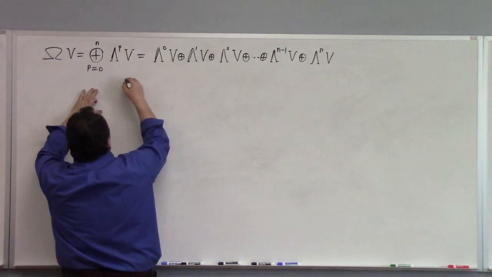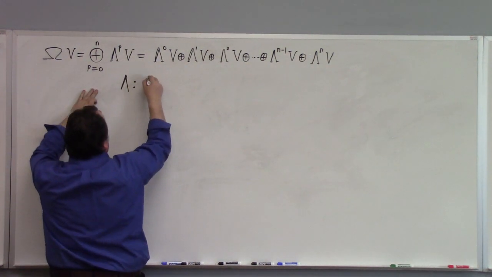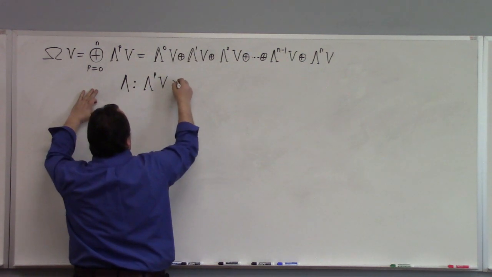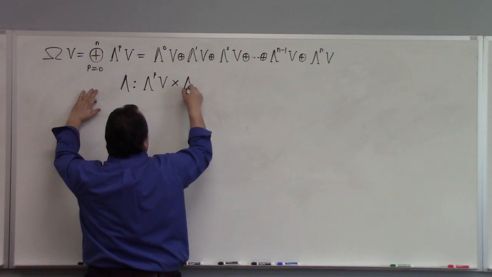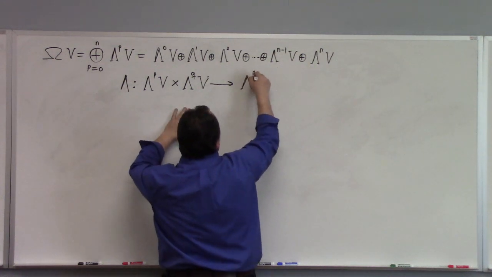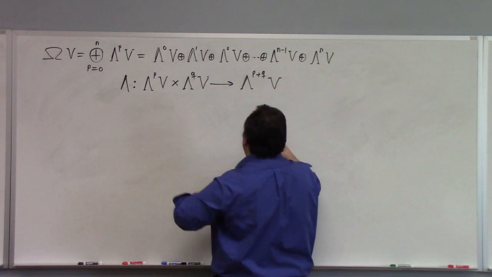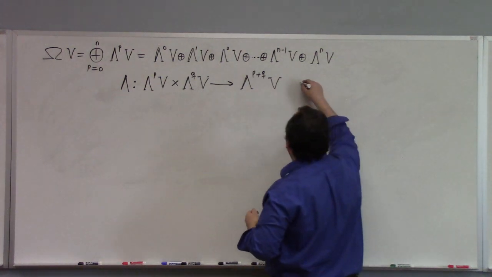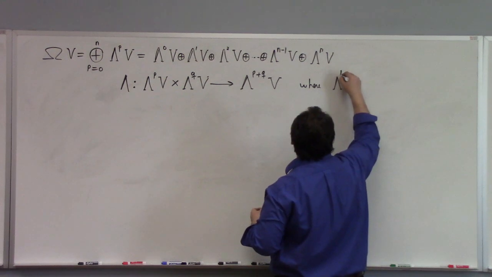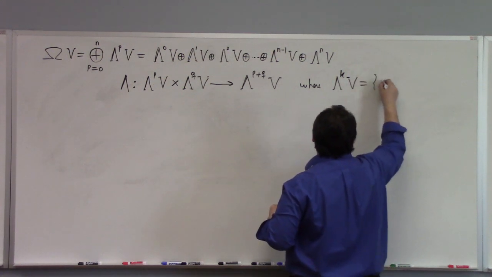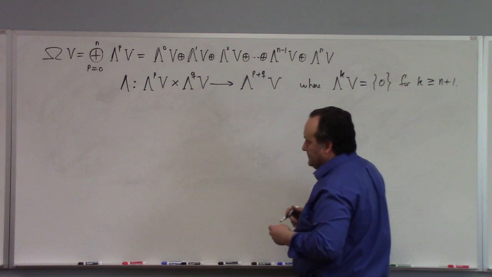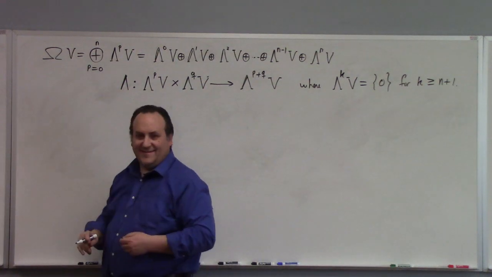The wedge multiplication, in a nutshell, takes in a p form, and if we wedge it with a q form, what comes out? A p plus q form, right? Where lambda k of v is identified to be 0 for k greater than or equal to n plus 1. Ha! Take that.